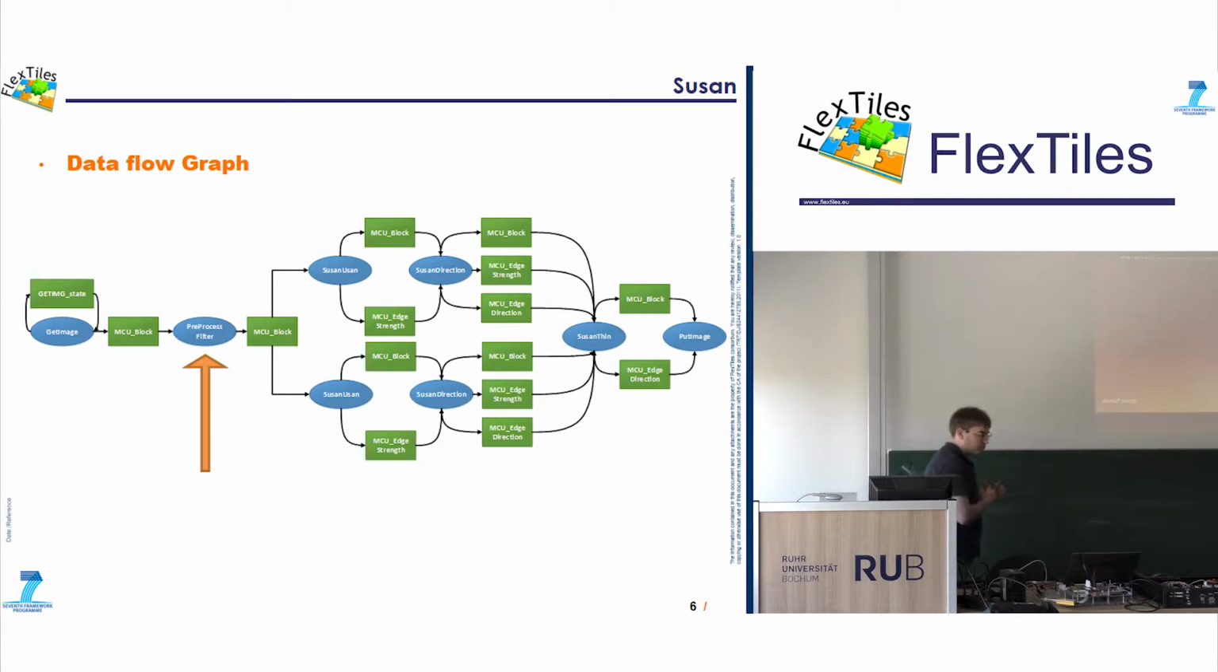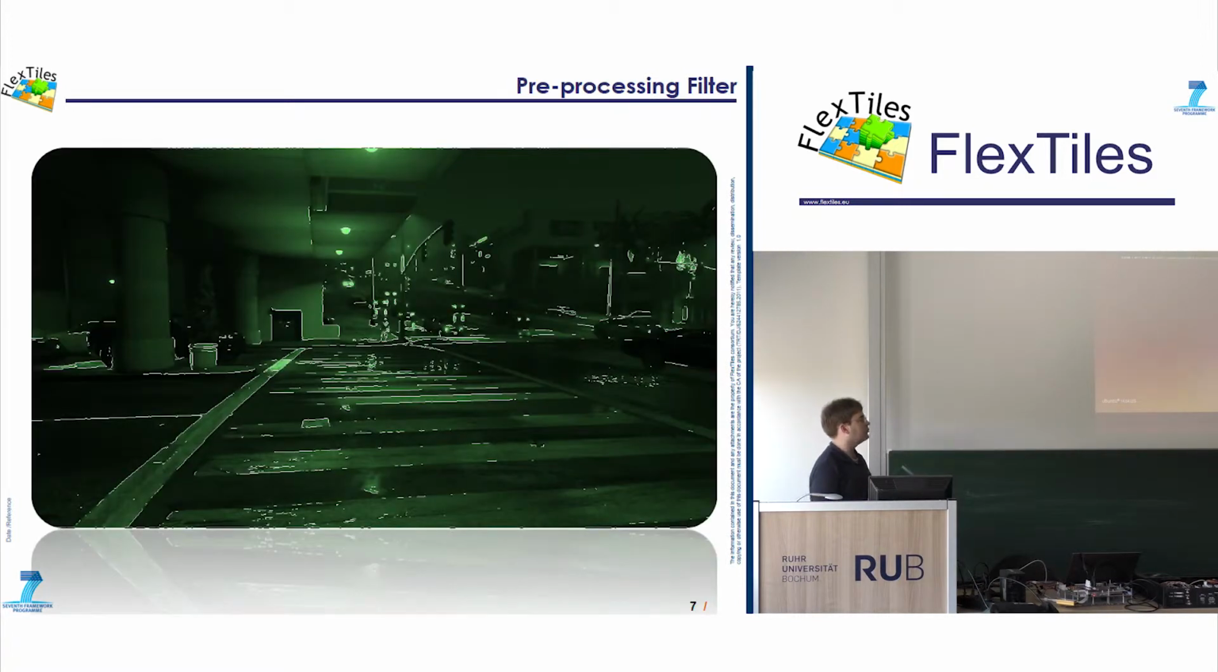We added this pre-processing filter because we could use it to show dynamicity. This filter we can turn off and on when needed. For example, if we want to run the edge detect on a scene from a camera, here you see a road, a very dark road, and we want to enhance this a little bit because we can't detect a lot of features in this image.